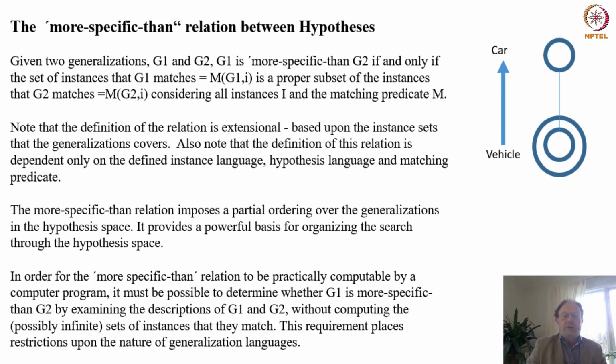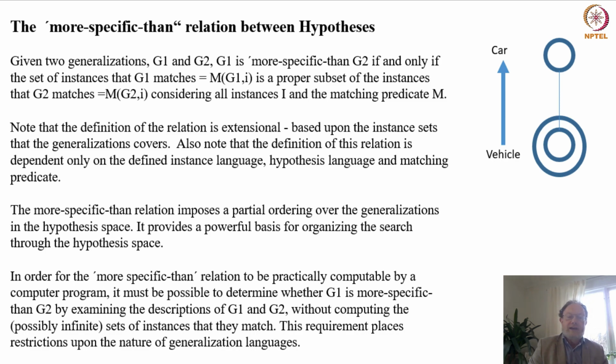You should note that this definition of the relation is extensional, based upon the instance sets that the generalization covers. Of course, the definition of the relation is also dependent on the language we have and the matching predicate. So the more specific than relation imposes what is called a partial ordering over the generalizations in the hypothesis space. It provides a powerful basis for organizing the search through the hypothesis space.